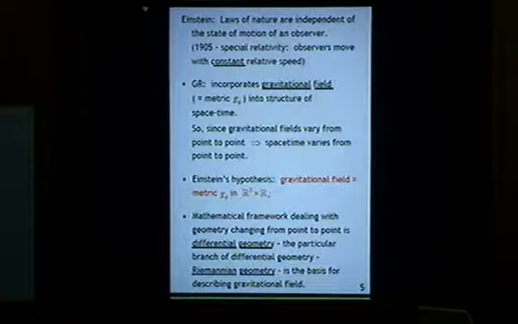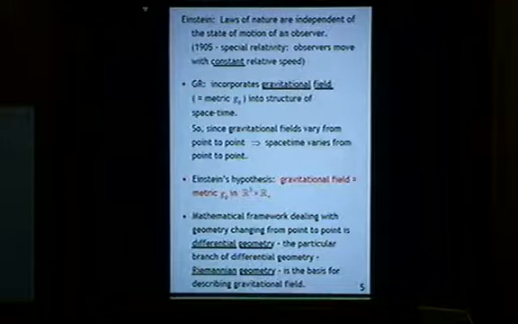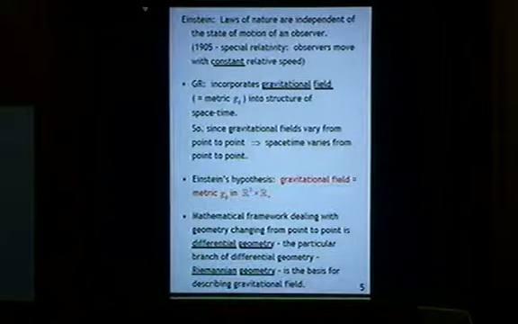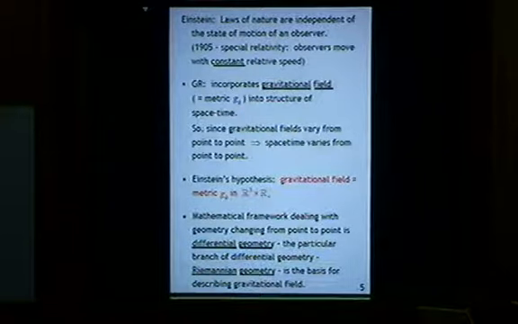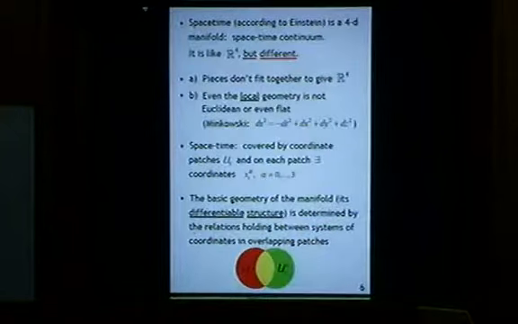Now, the mathematicians have really considered this before. The mathematical framework that deals with geometry that changes from point to point is called differential geometry. And the particular branch of differential geometry called Riemannian geometry is the basis for describing the gravitational field. The researches of Riemann 50 years earlier were crucial to general relativity. Riemann was a famous German mathematician. There's a lot of things named after Riemann.